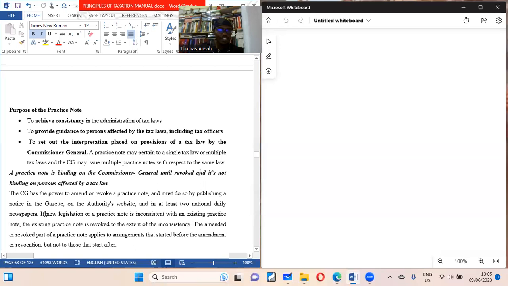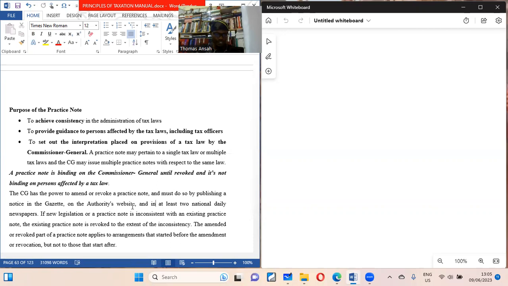Now, if a new law or practice note is inconsistent with the existing practice note, what happens? The existing practice note is revoked to the extent of the inconsistency. So if there was one practice note and a new one came up, and there is inconsistency between the old one and the new one, what the law is saying is that the old one is revoked to the extent of the inconsistency. Anything else aside from that inconsistency stands.